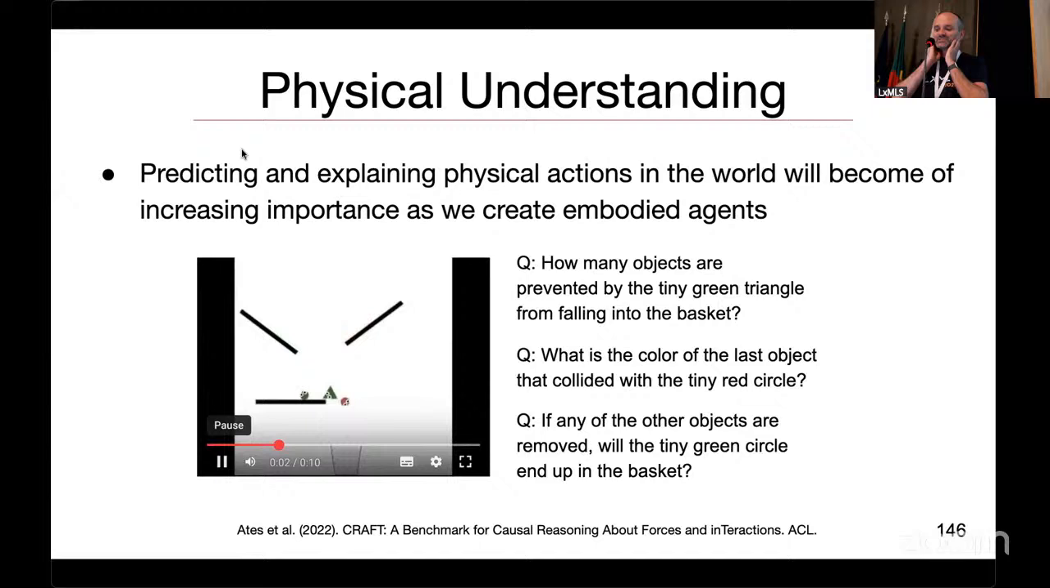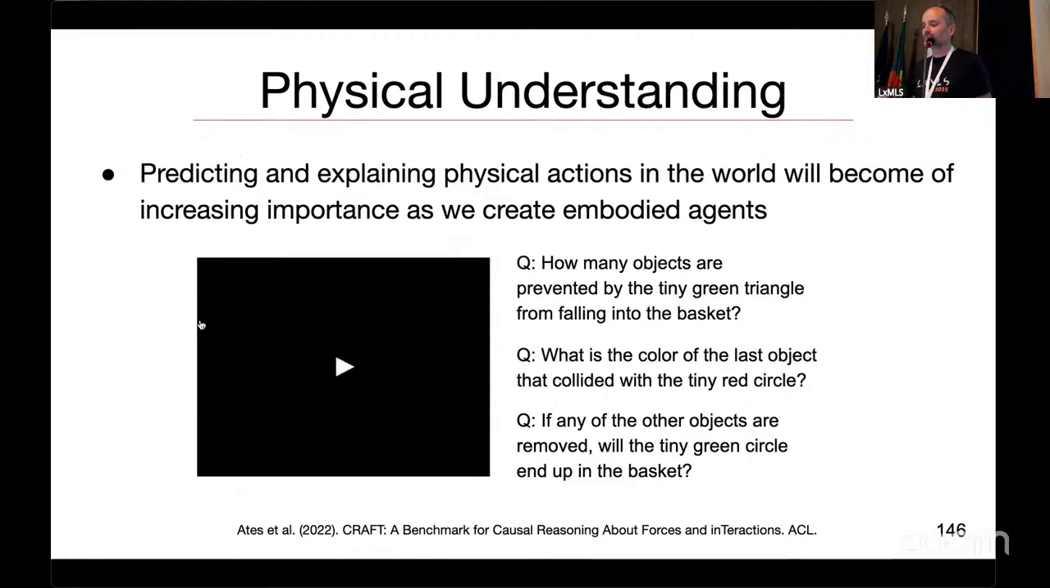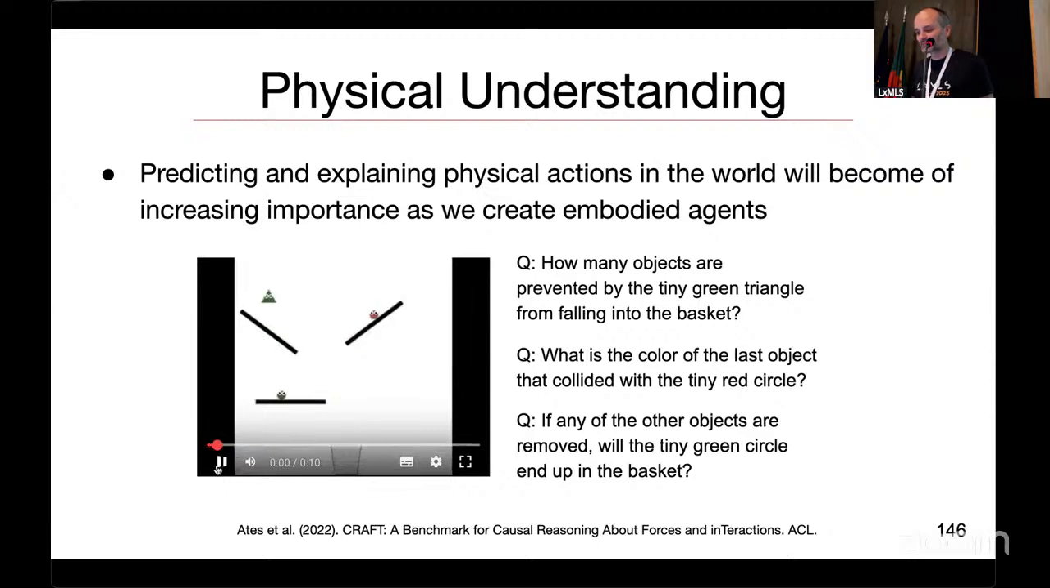Yes, so this is not even complex real world data. This is pretty simple stuff with these smiley, googly eye objects. But some of the questions are really hard, like what was the color of the last object that collided with the tiny red circle? Does anyone even remember? No. I mean, could you even predict it from this state here? Because we know that humans engage in this type of forward prediction of the world. Which of these objects is going to collide last with the tiny red circle?